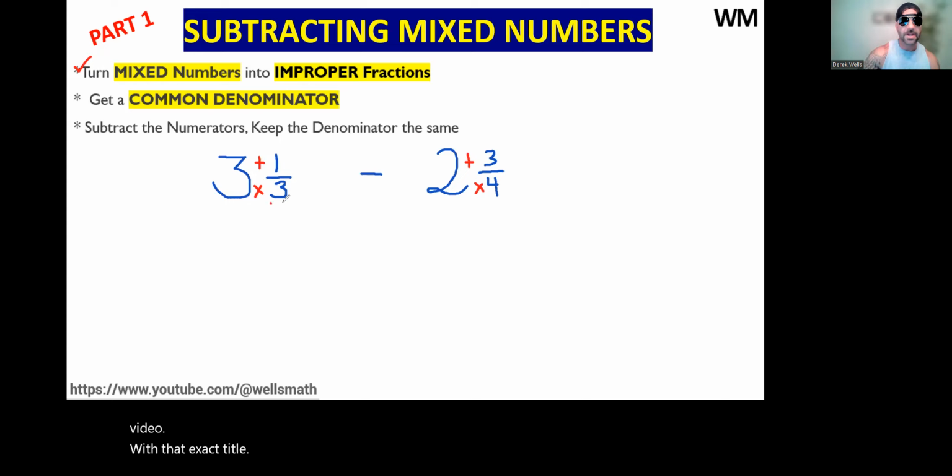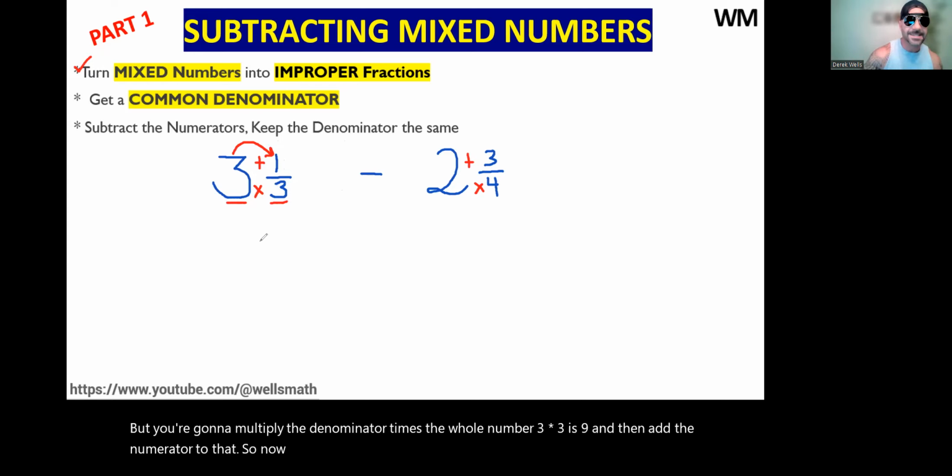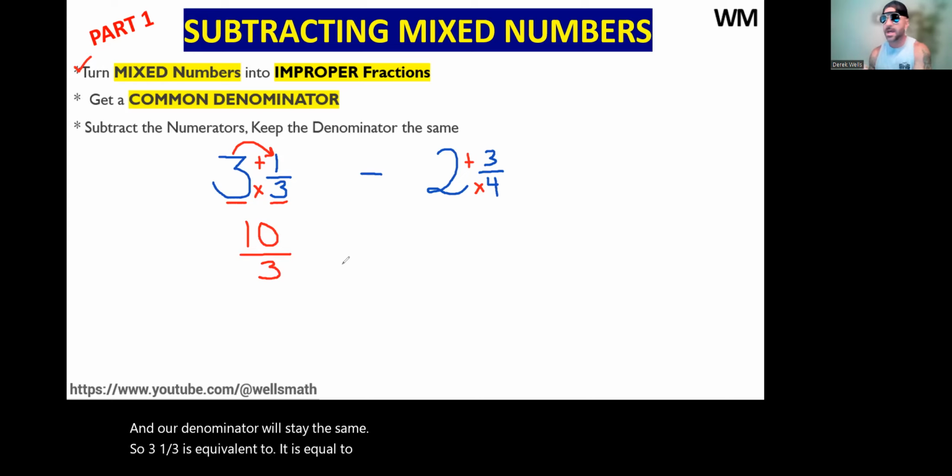But you're going to multiply the denominator times the whole number. 3 times 3 is 9. Then add the numerator to that. So 9 plus 1 is 10. 10 becomes our new numerator. And our denominator will stay the same. So 3 1/3 is equal to 10 thirds.